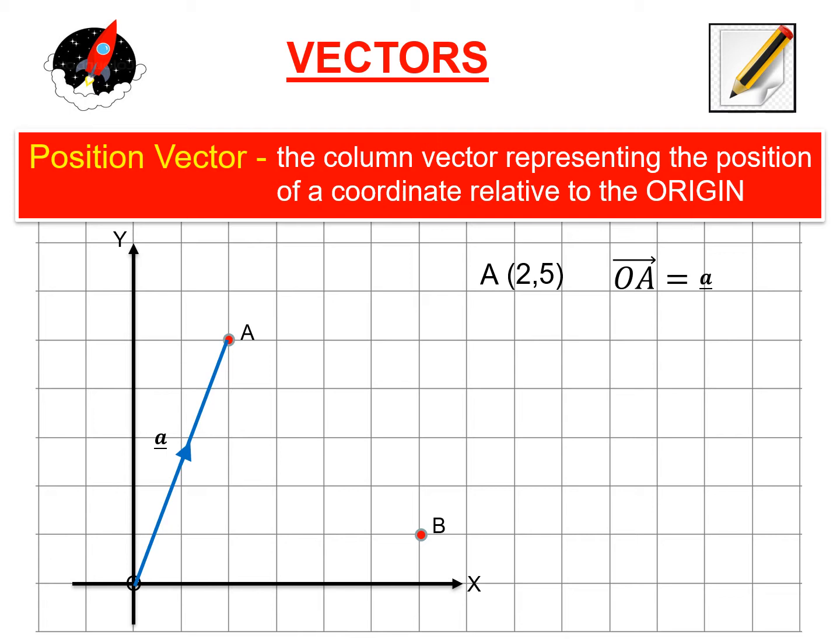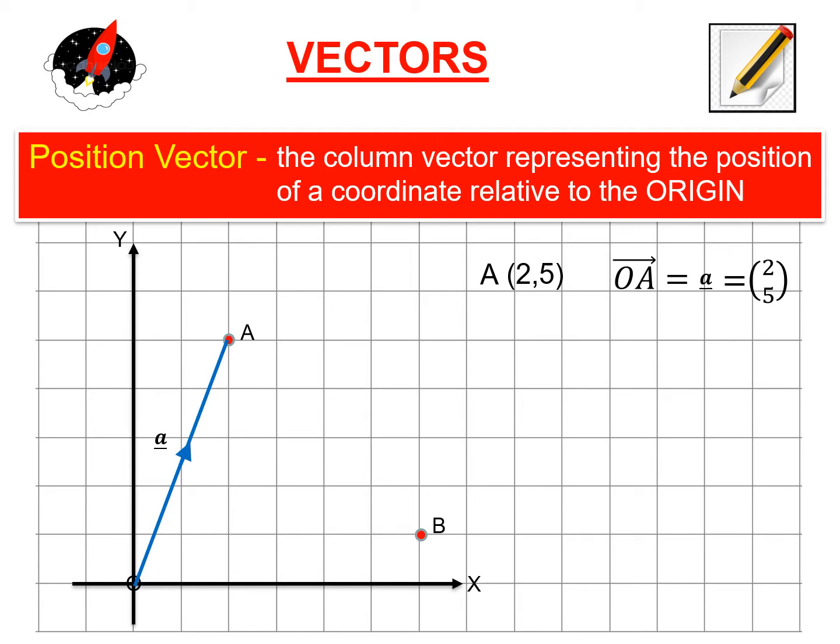Now we can just see, just like the coordinate, we need to go 2 to the right and 5 up in this case. So we just write this as a column vector. We write it as 2, 5. So essentially it's just the coordinate written vertically. So it's as easy as that.